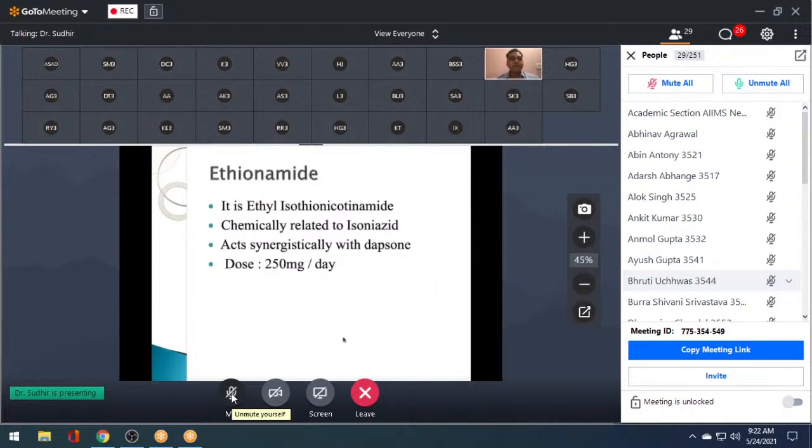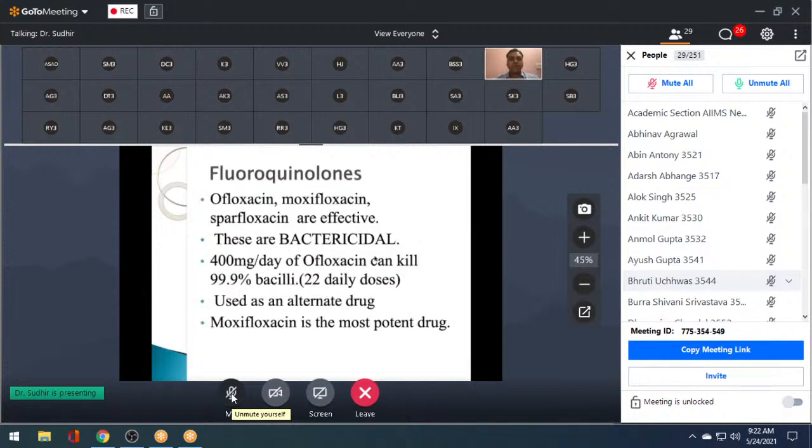Coming to ethionamide, it is an ethyl isonicotinamide and chemically related to isoniazid. It acts synergistically with dapsone, and the dose is 250 milligram per day. Among other drugs, you have fluoroquinolones like ofloxacin, moxifloxacin, and sparfloxacin that are effective. These are bactericidal, but not norfloxacin or ciprofloxacin. Not all the fluoroquinolones are effective. You have some specific fluoroquinolones that are effective in leprosy. And this is bactericidal.